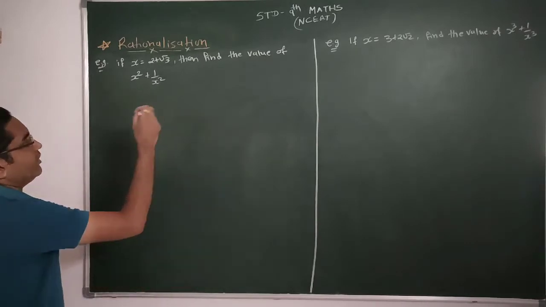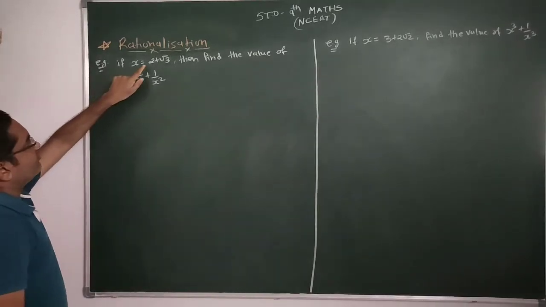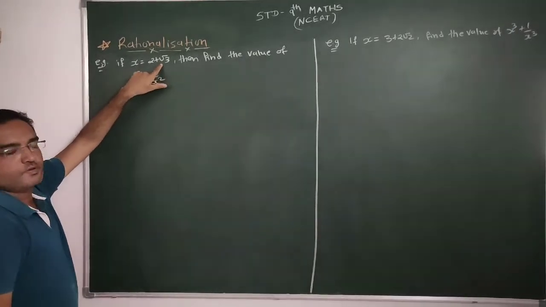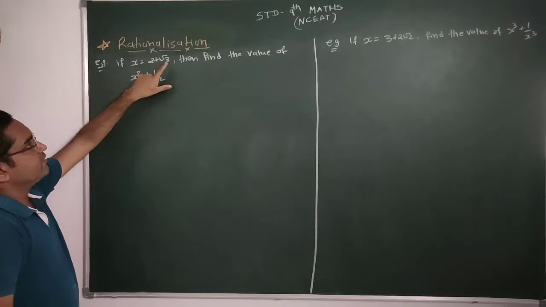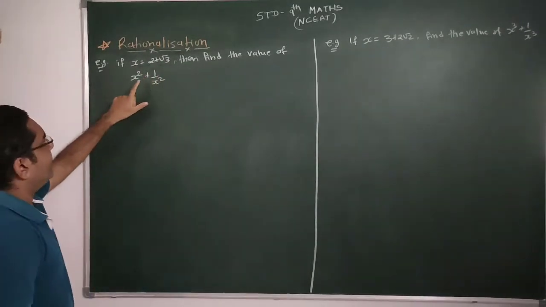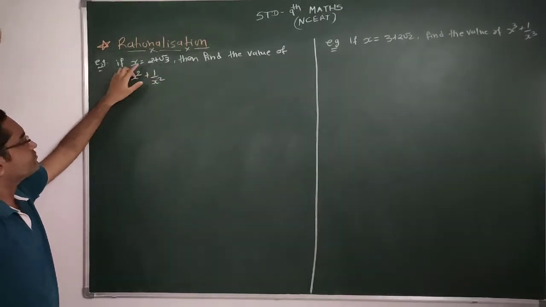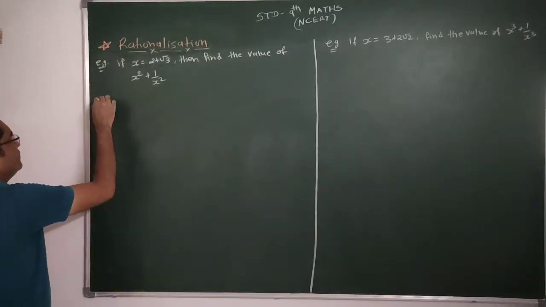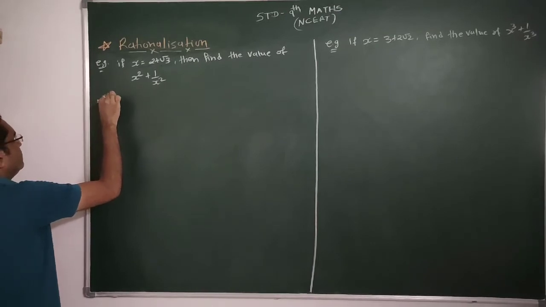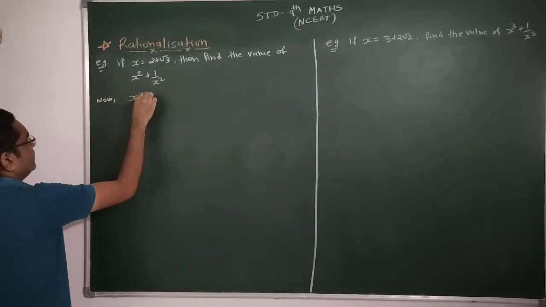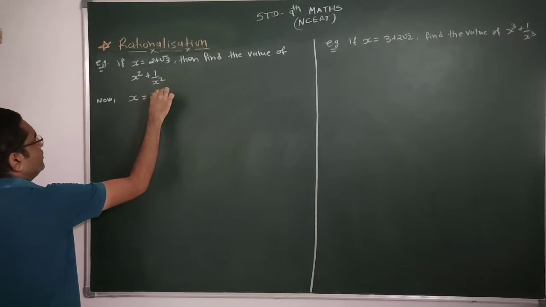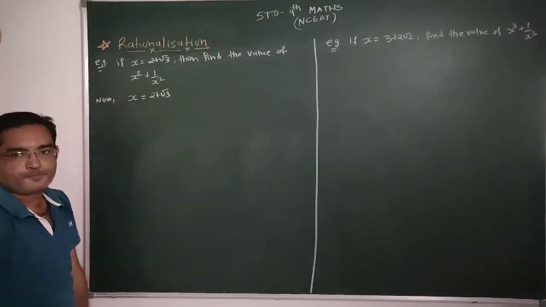Okay. Now the next question is: if x equal to 2 plus root 3, the value of x is given, then find the value of x square plus 1 upon x square. So now we'll start with the given x equal to 2 plus root 3.